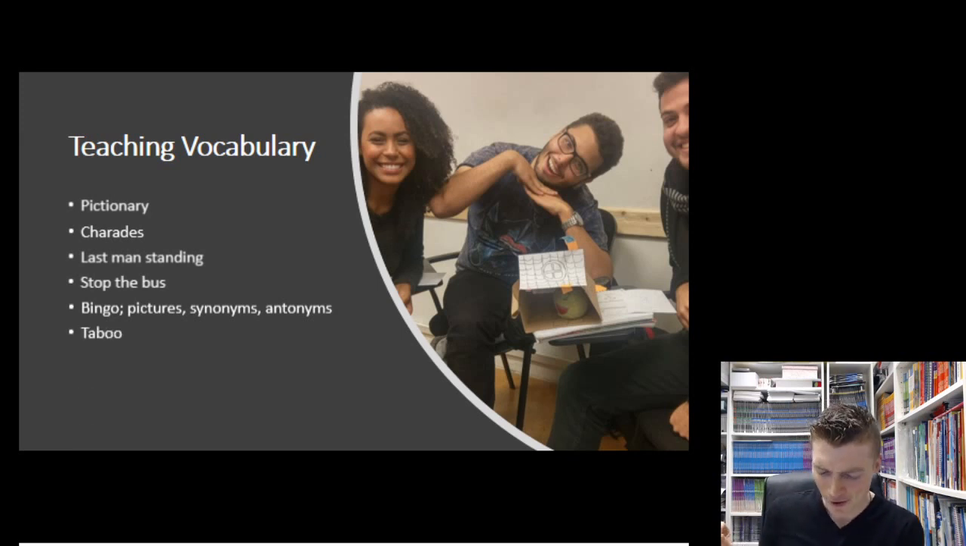Taboo. Taboo is another really, really enjoyable way you can teach vocabulary in the classroom. So what taboo involves is a student must describe a particular word, a particular vocabulary item to the class or to their team, but they must do it without using certain words. So say for example, maybe the word is water. So the student must describe water to their team so they can guess what the word is.